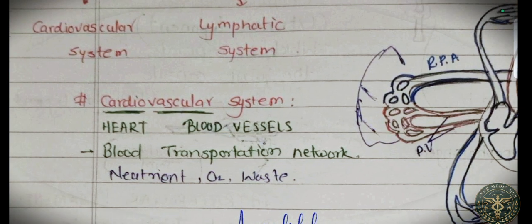Cardiovascular is a term made from two separate words, that is cardio and vascular. What does cardio mean? Cardio is the heart and vascular means the blood vessels. It is the blood transportation network. It also transfers nutrients, oxygen, and waste.